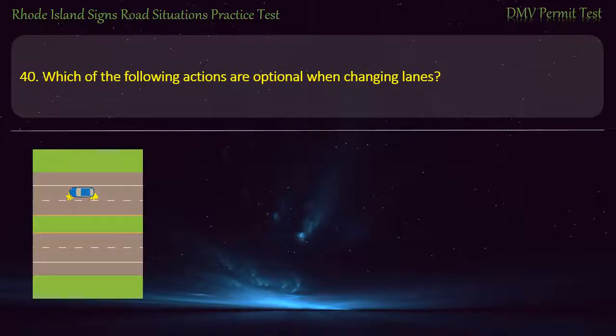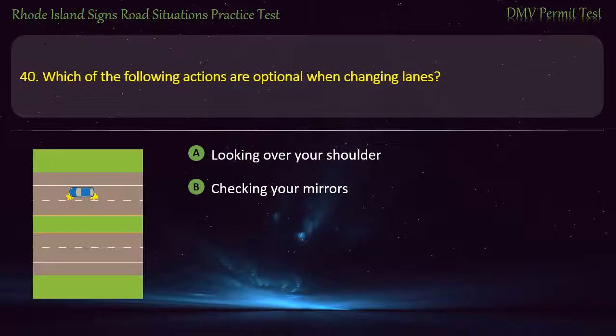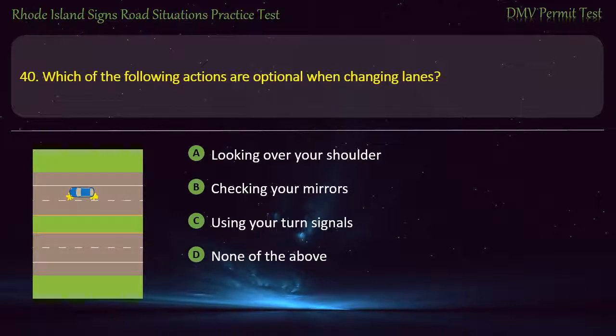Question 40. Which of the following actions are optional when changing lanes? Looking over your shoulder. Checking your mirrors. Using your turn signals. None of the above. Answer. None of the above.